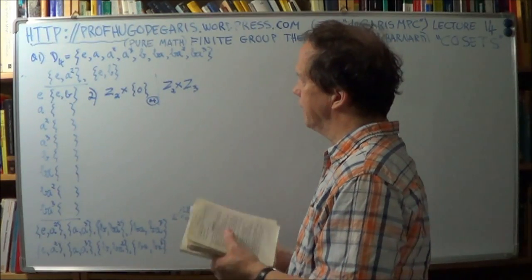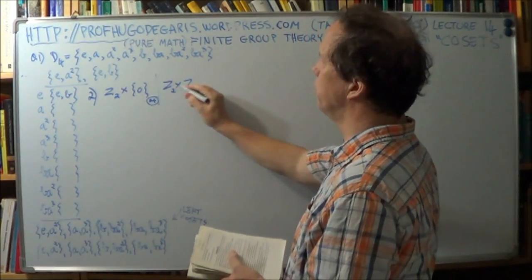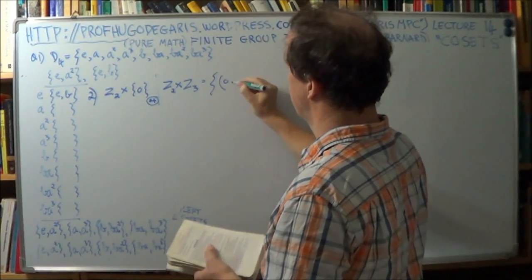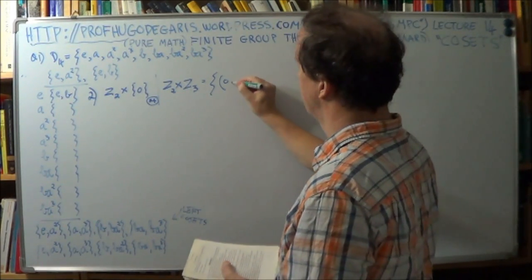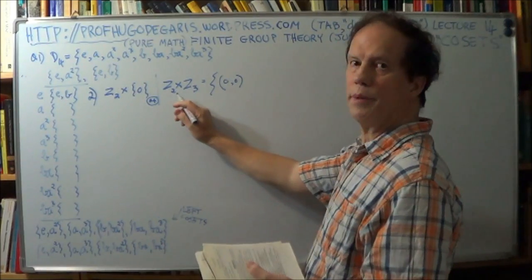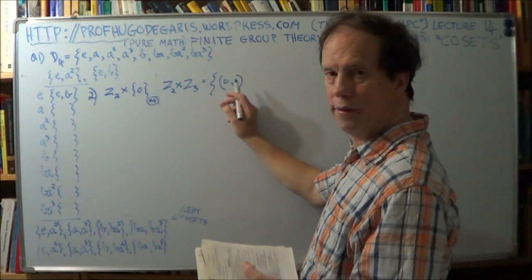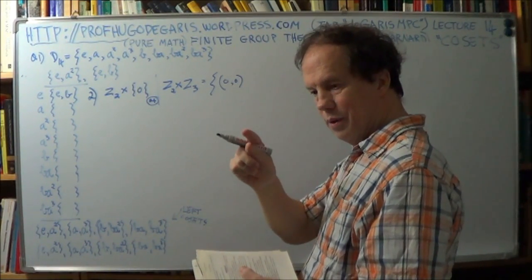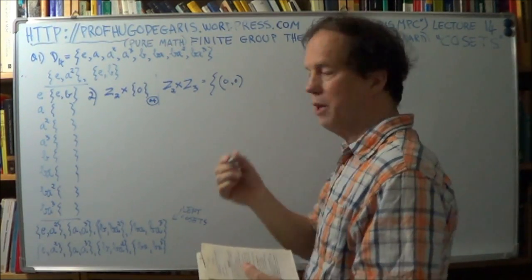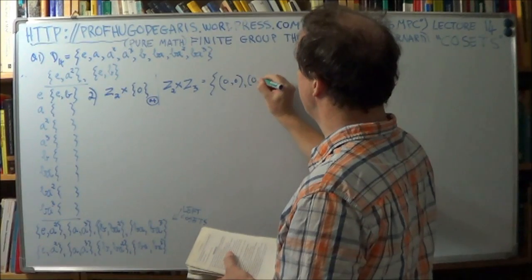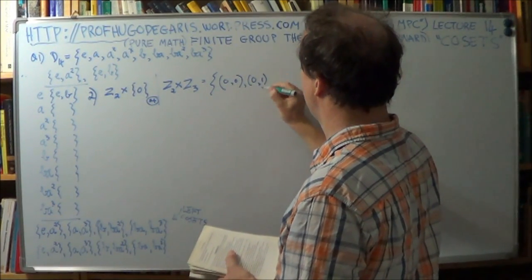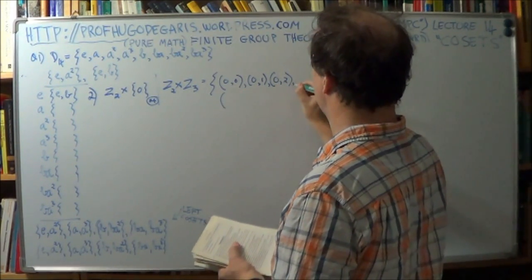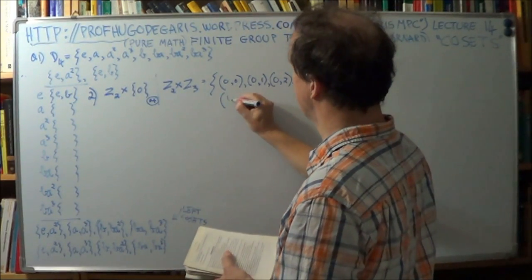Okay, now the general form of this will be of this form, right? So what are the elements of this group? Now it's a Cartesian product, remember? So you have these ordered pairs. If you're a bit rusty on how to take the direct product of two groups, or the Cartesian product of two sets, go back a few lectures. So here are the members of this set.